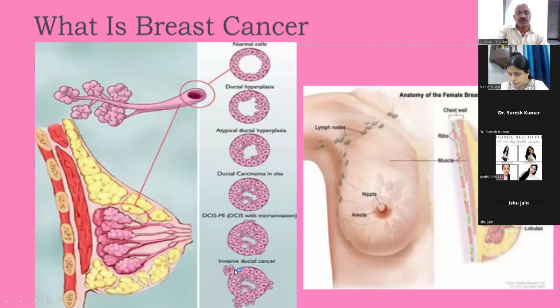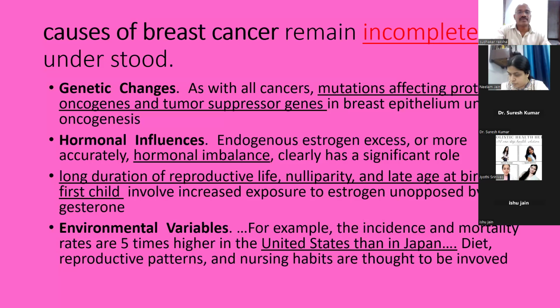When there is a breach or a break in the basement membrane, and the tumor cells pass beyond the basement membrane into the adjacent tissue, it is called invasive ductal carcinoma. So in situ means it is confined to the ductal epithelium only. Within the duct, it is called ductal carcinoma in situ. When it passes beyond the duct into the adjacent tissue, it is called invasive carcinoma. The most common carcinoma is invasive ductal carcinoma.